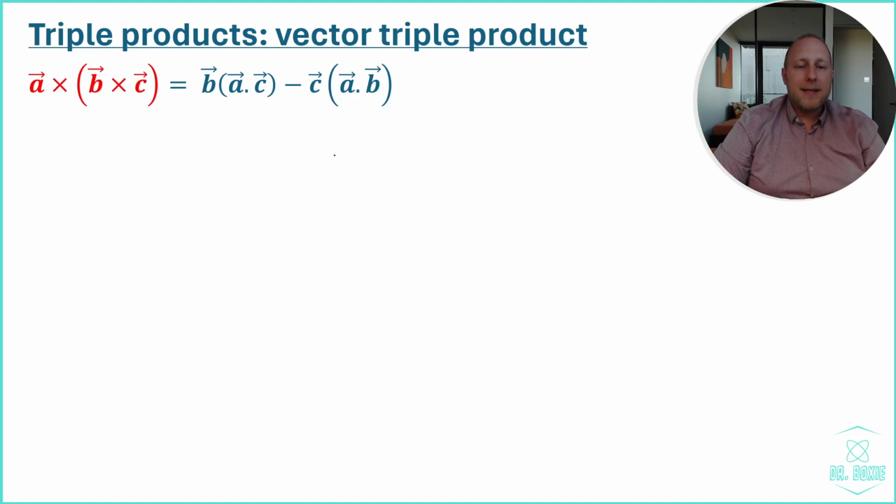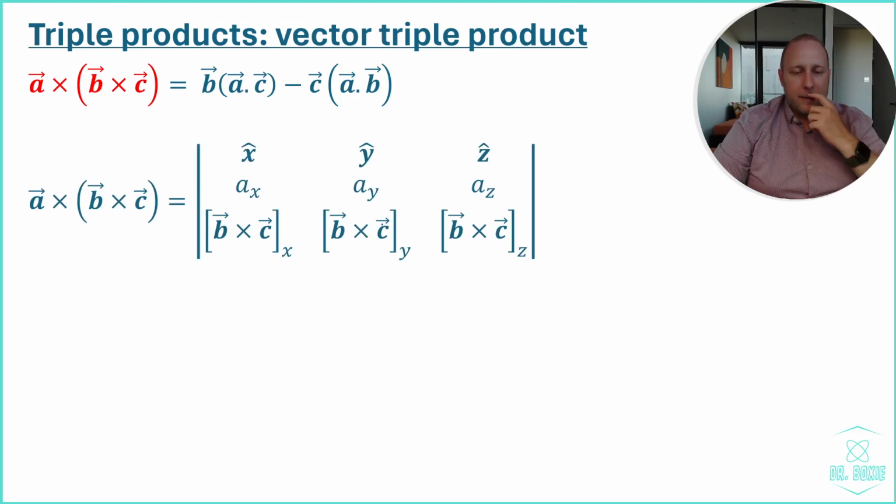So if I look first at the left-hand side, the cross product of two vectors can be calculated by this determinant. The first row is the row of the unit vectors. The second row are the components of the first vector, so that is A. And the third row are the components of the second vector, which is B cross C.